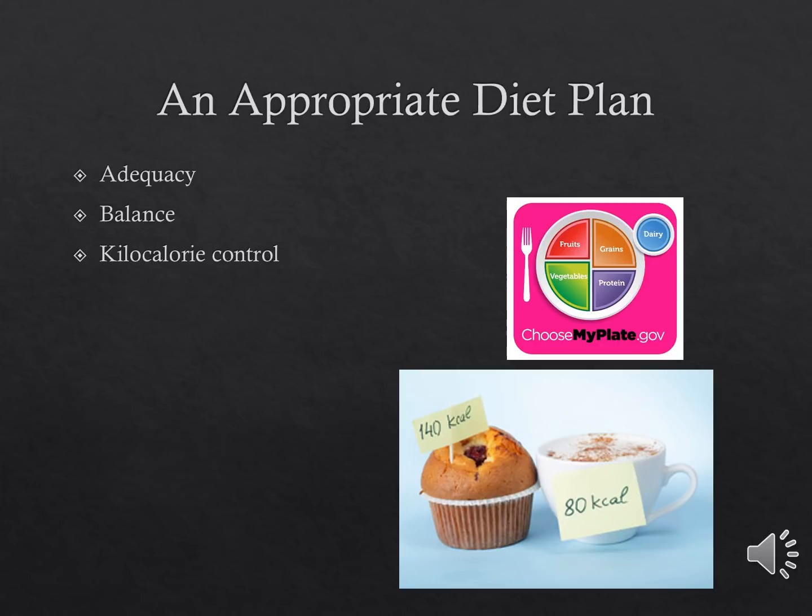Kilocalorie control is also important. We need to design a diet with a reasonable kilocalorie input. And this relates to balance, right? Because you need to balance the amount of energy coming into your body with the amount of energy being used by your body. Not just for our metabolic processes, but also for all of these other components that we'll look at next week. For example, physical activity. And one good way to do that is to choose foods that have a high nutrient density.